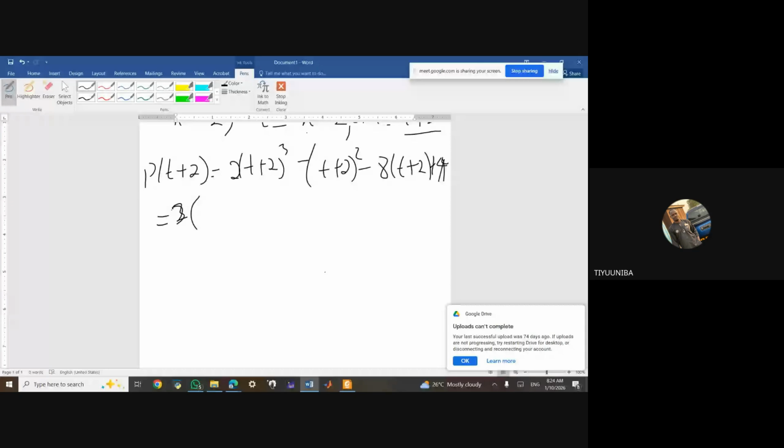I get t squared. Please expand t plus 2, t cubed. You get t to the power 3, cube, plus 6t squared. Is it plus? Yes. 6t squared. Please, I'm listening. Plus 12t, 6t squared, plus 8.